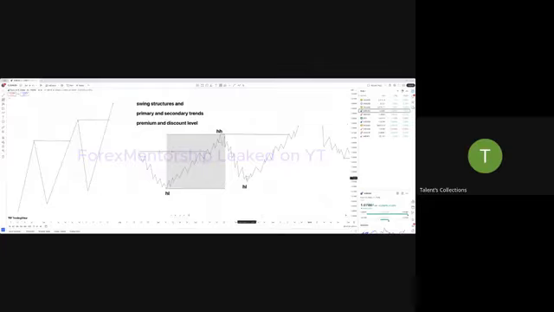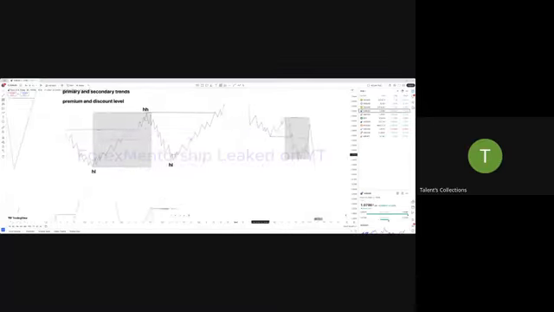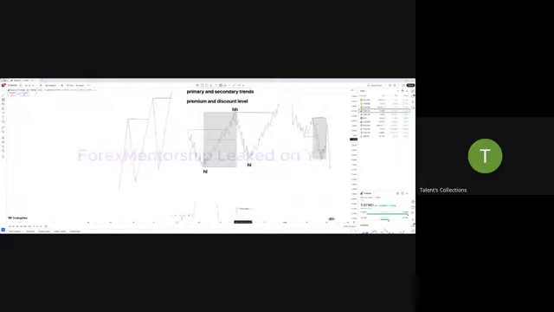So when this change of character happens, you can now start targeting above this previous swing high. In a downtrend, you start targeting below the previous swing low. It is just that simple. So these are secondary trends. But the primary trend of this particular structure here is this, and it's showing you that it is bullish.